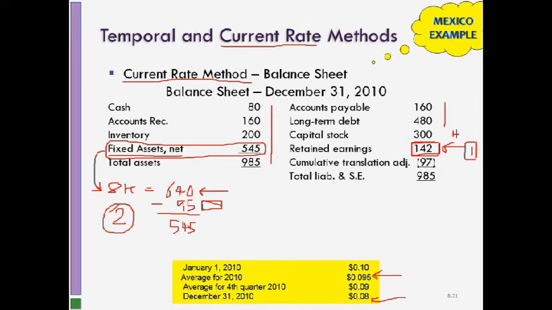We're creating a retained earnings. Step 2, we're creating the fixed assets. This one is at the current rate, 640. The depreciation is the average rate for the period, 0.95. And step 3 is basically this calculation here, and that is the cumulative translation adjustment.